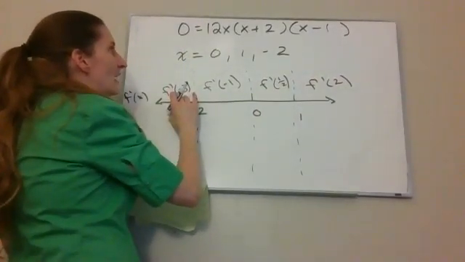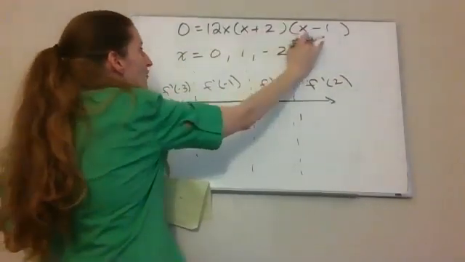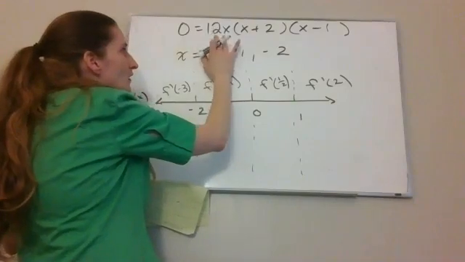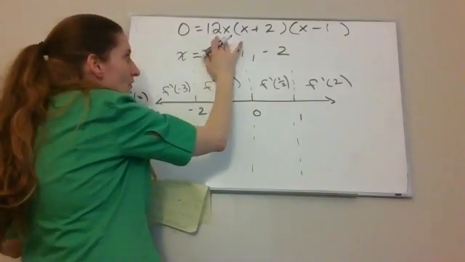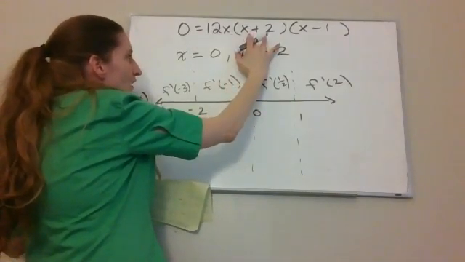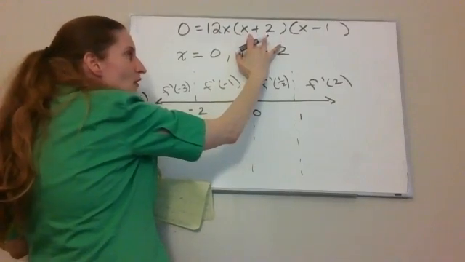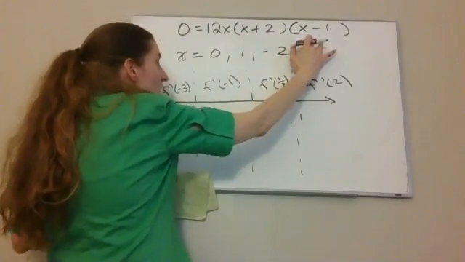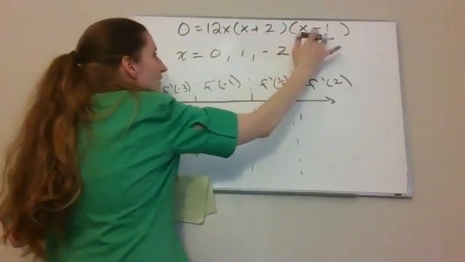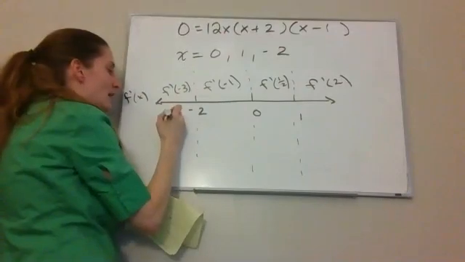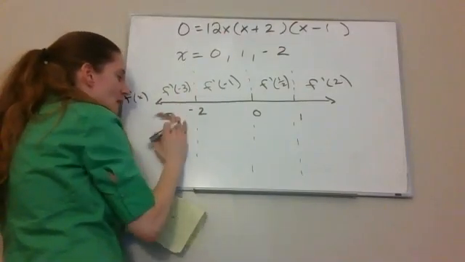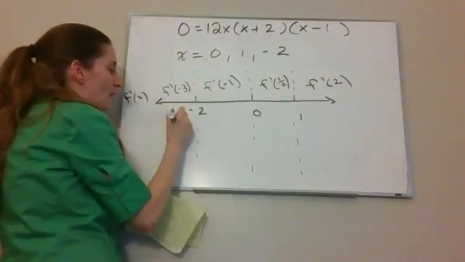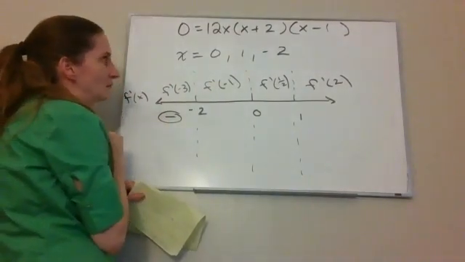If I plug a -3 into my factored derivative here, the 12x will be negative. -3 plus 2 is negative. -3 minus 1 is negative. So I have negative times negative times negative, so it's going to be negative. I guess I can just write a minus sign to indicate that.